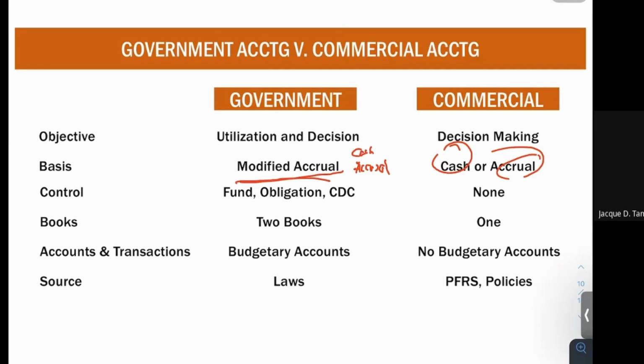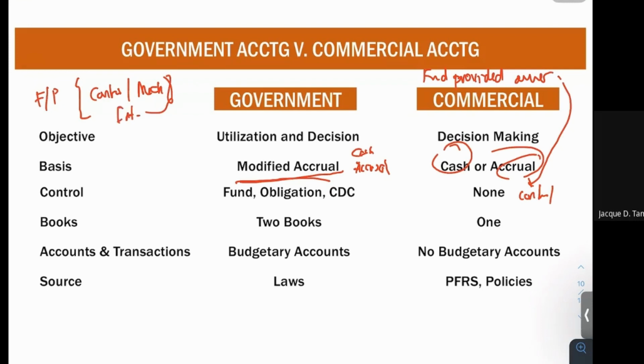Now, as to control. In commercial, generally, the funds provided by the owner are not controlled. In government, for the funds or properties, we place control mechanisms, which you can liken to an internal control. The control mechanisms in place are three: fund accounting, obligation accounting, and CDC accounting. CDC stands for cash disbursement ceiling. So these are three controls on the usage of our funds and properties.